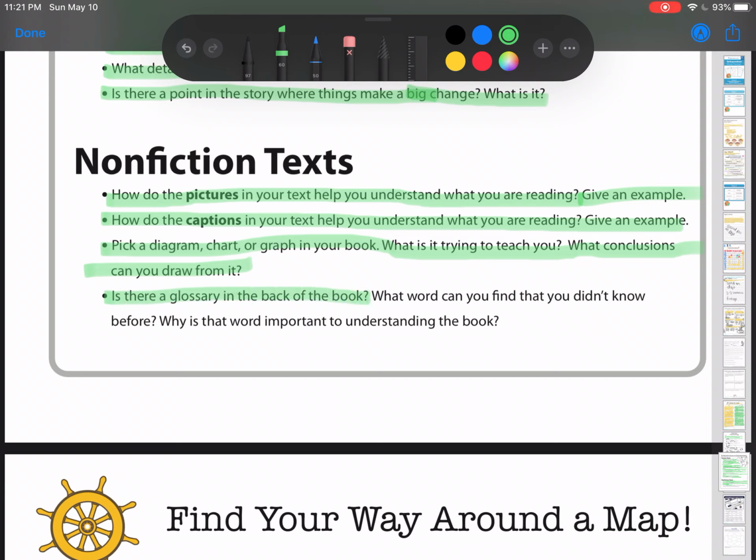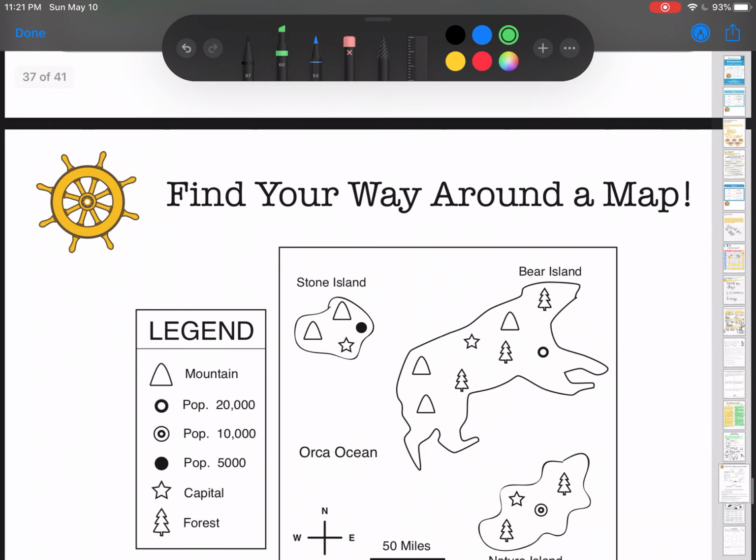Is there a glossary in the back of the book? What word can you find that you didn't know before? Why is that word important to understanding the book?